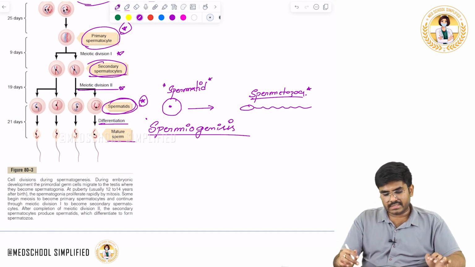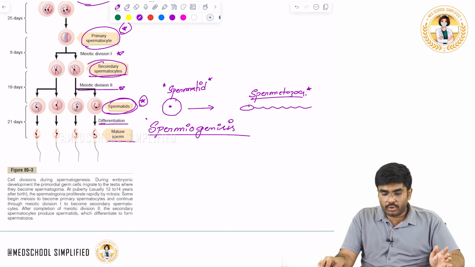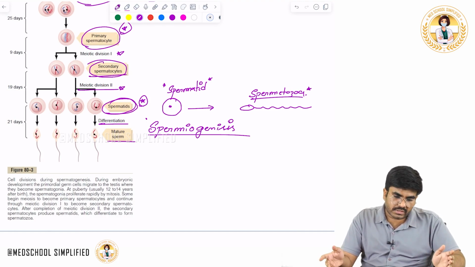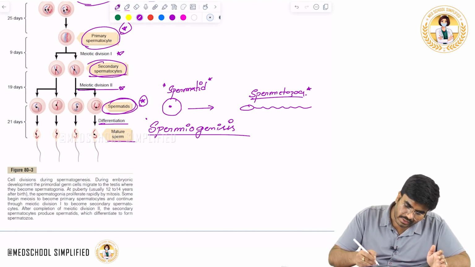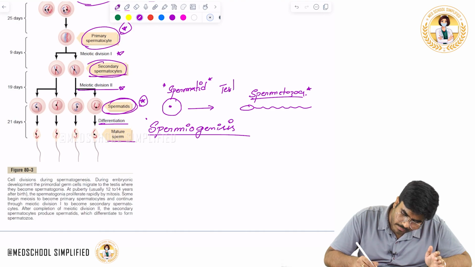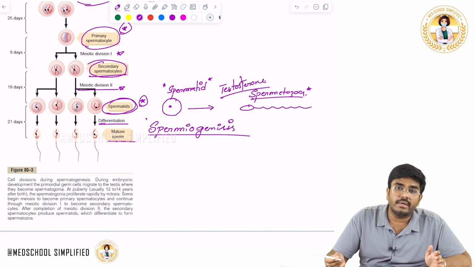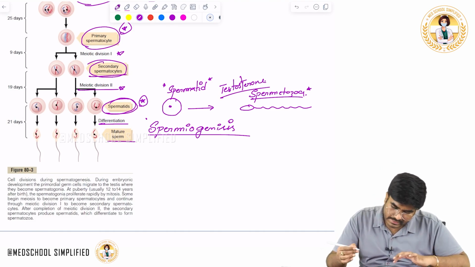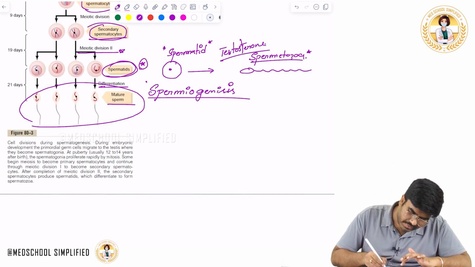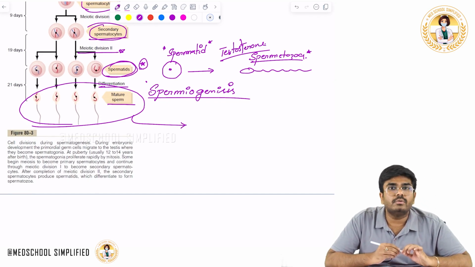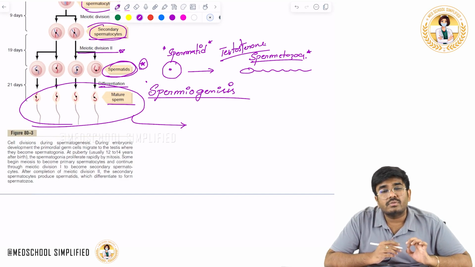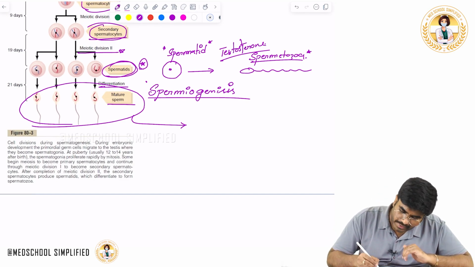This is called spermiogenesis. For spermiogenesis, you require testosterone. Now from here, the mature sperm, the spermatozoa, should be released from the seminiferous tubules into the rete testis, into the epididymis, into the vas deferens.